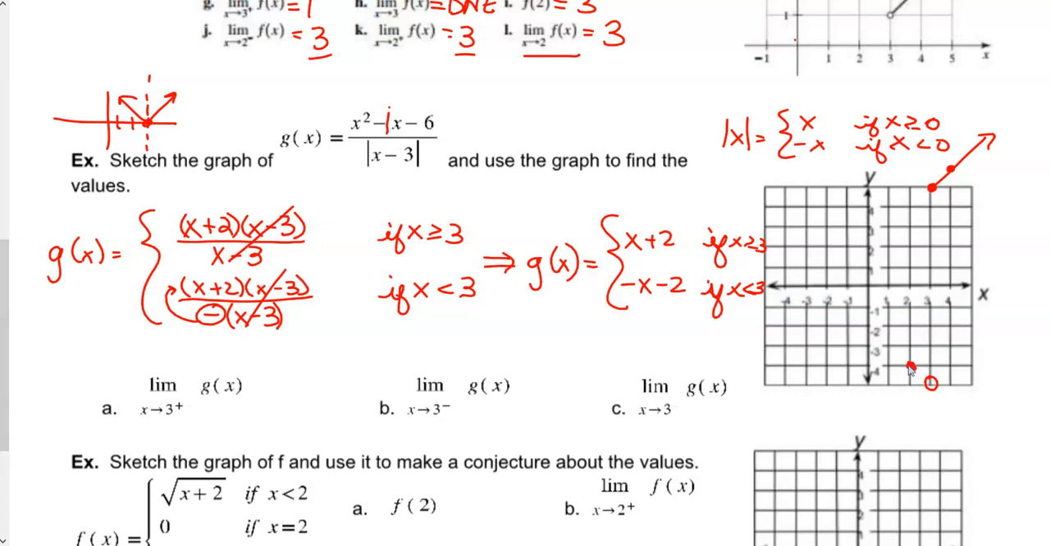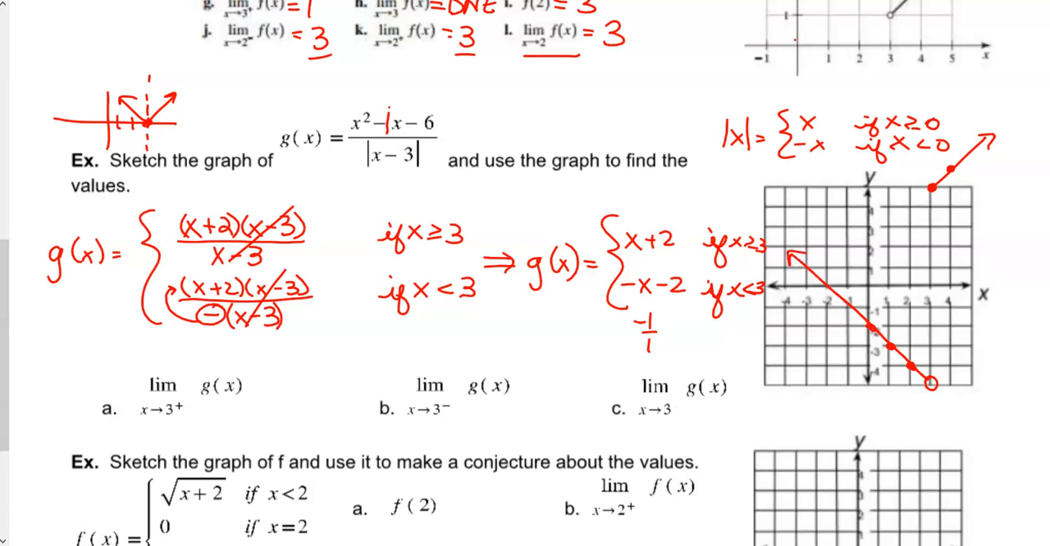Or you could use your slope to get your next point. With a negative 1 over 1, I can go down 1 to the right 1, or I could go up 1 to the left 1. So I would end up having these points here, and I can draw that graph as well. Okay, so there's the graph.